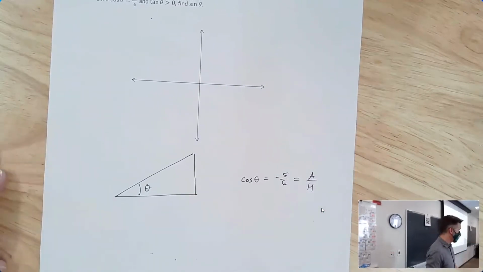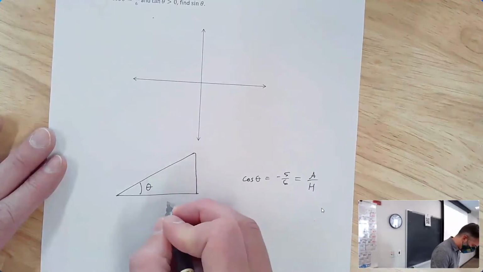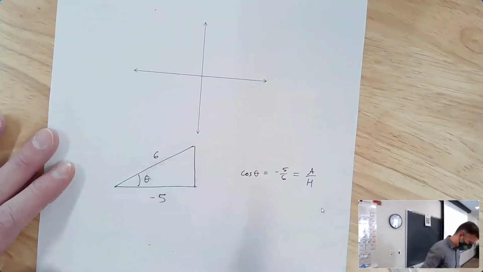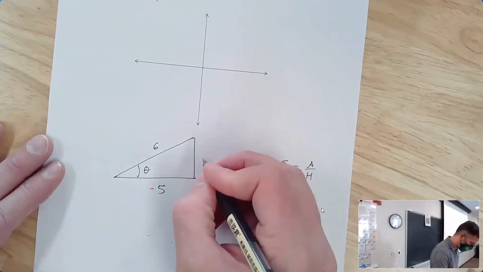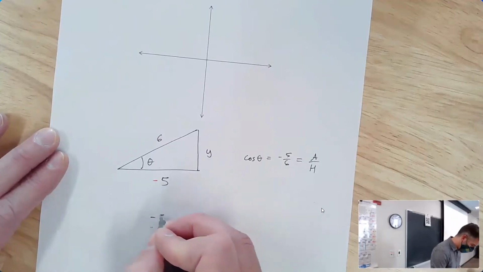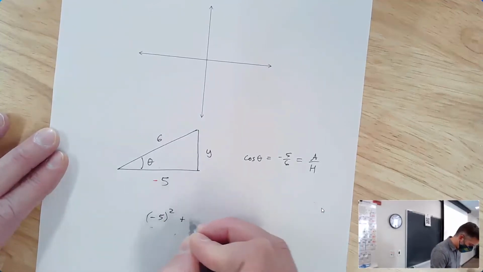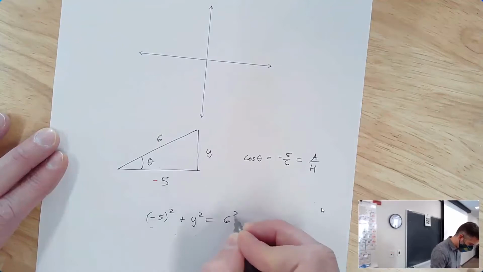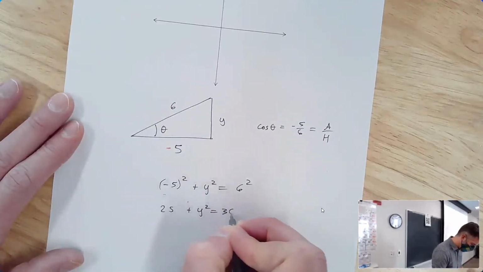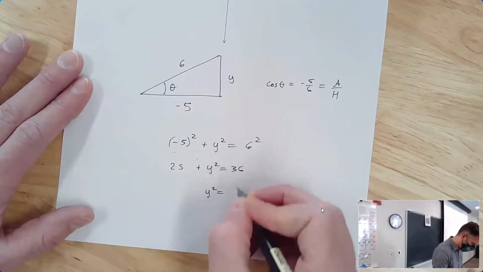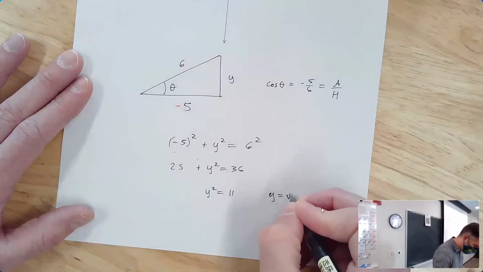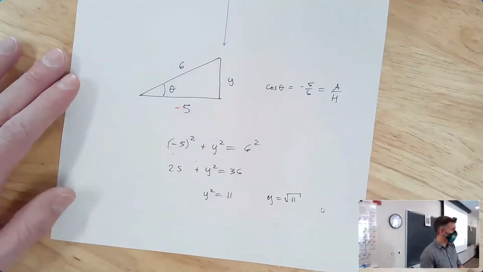I honestly usually ignore the negative sign, although if you want, you can have it. I'm going to find this other side here. Let's call it y. So -5 squared, if you like, plus y squared equals 6 squared. 25 plus y squared equals 36. y squared equals 11. So y is the square root of 11. It could be positive, it could be negative. I don't actually need to know.